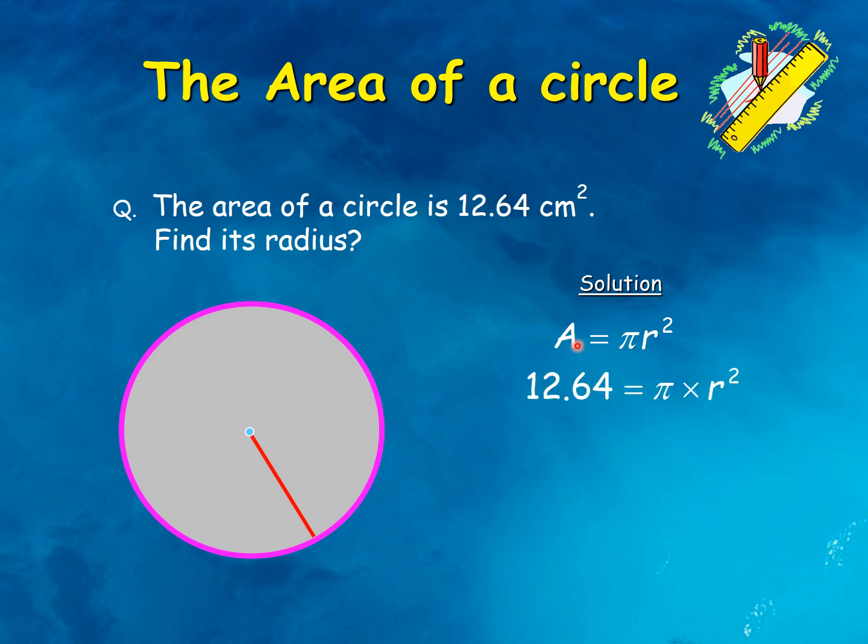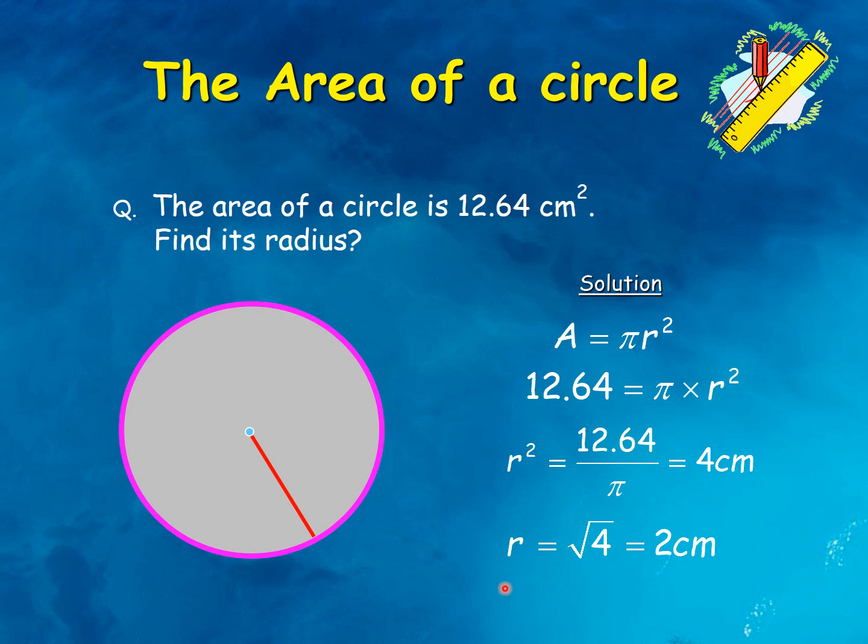Here we have the area, so we'll replace the A with the given data, 12.64, and pi r squared. Look at this, r squared will be, we'll divide 12.64 by pi. So 12.64 divided by pi will give the value 3.14. So you'll get the value and we'll take the square root. r equals root 4. r squared will give you 4 centimeter.